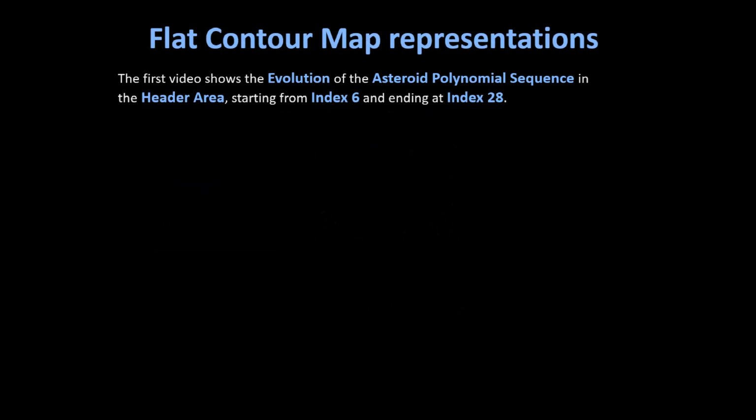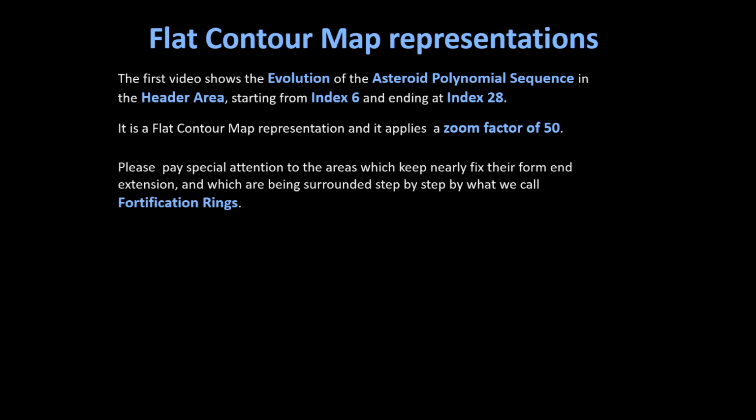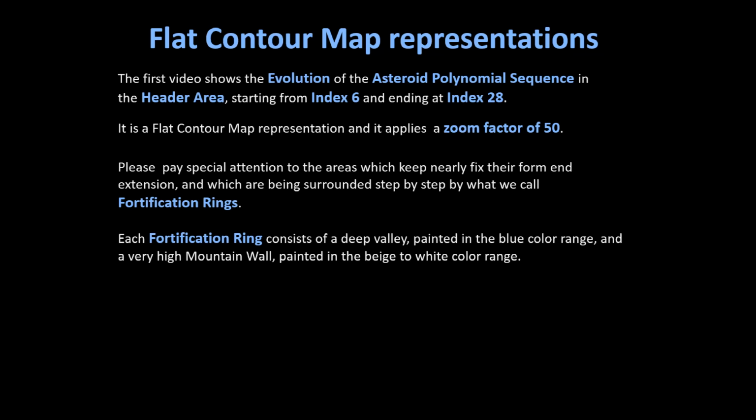The first video shows the evolution of the Asteroid polynomial sequence in the header area, starting from index 6 and ending at index 28. It is a flat contour map representation and it applies a zoom factor of 50. Please pay special attention to the areas which keep nearly fixed their form and extension, and which are being surrounded step by step by what we call fortification rings.